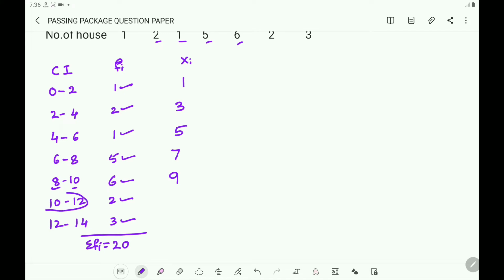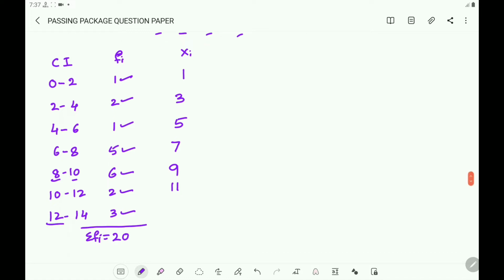Next 10 plus 12 divided by 2. You know that the sum of 10 and 12 is 22. 22 divided by 2 is 11. Then 12 plus 14 divided by 2. 12 plus 14 is 26, and 26 divided by 2 is 13. So this is important to find the class mark. How will you get the class mark? Find the sum of lower limit and upper limit and divide that sum by 2.